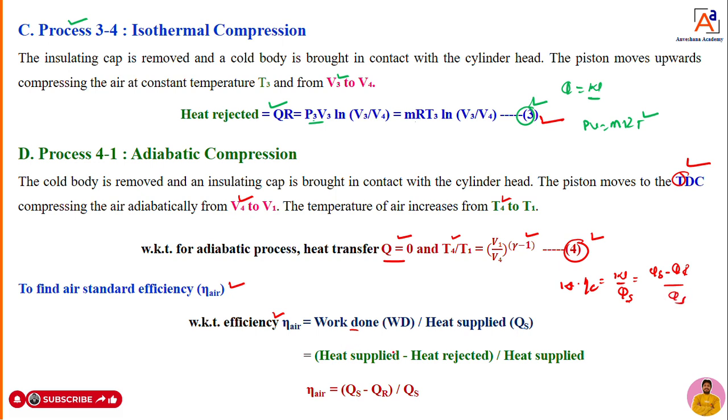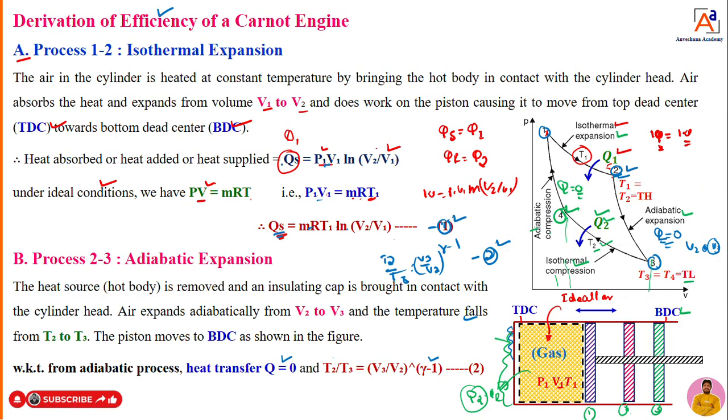The same thing I have written here now. So the amount of heat supplied minus the amount of heat rejected, divided by heat supplied. That we can write here like QS minus QR divided by QS. Dear students, already you know the equations. Okay, you have written the efficiency equation, but what is the value of QS? You already know it somewhere here. What is the value of QS that you already calculated? You have to put it now.